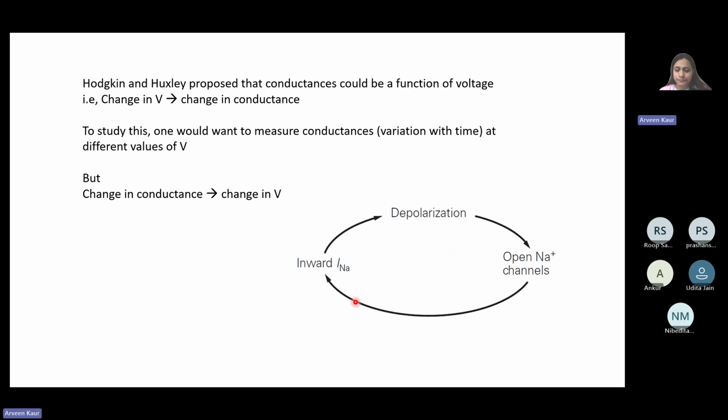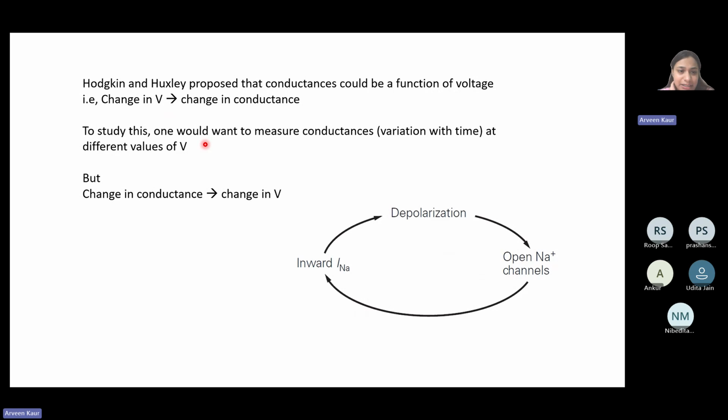So earlier, Hodgkin and Katz had basically observed this, right? Later, Hodgkin with Huxley proposed that conductances could be a function of voltage. That is, the change in voltage could lead to change in conductance, right? To study this, one would want to measure conductances with respect to time at different values of voltage, right? But if we change the conductance, then voltage will also get changed, right? So that is a problem that they had.